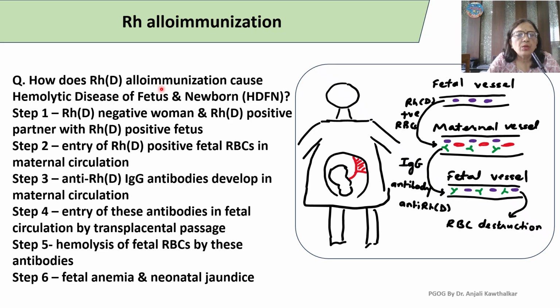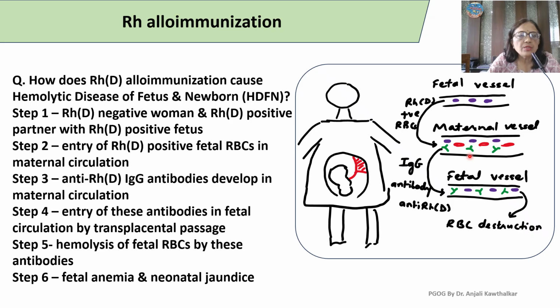How does RhD alloimmunization or isoimmunization cause hemolytic disease of the fetus and newborn? Step 1 is an Rh negative woman, and there is an RhD positive partner with an RhD positive fetus. The fetus is Rh positive, the woman is Rh negative. RhD positive fetal RBCs enter the maternal circulation from the fetal vessels through the placenta. Purple ones are the fetal RBCs and red ones are the maternal RBCs.